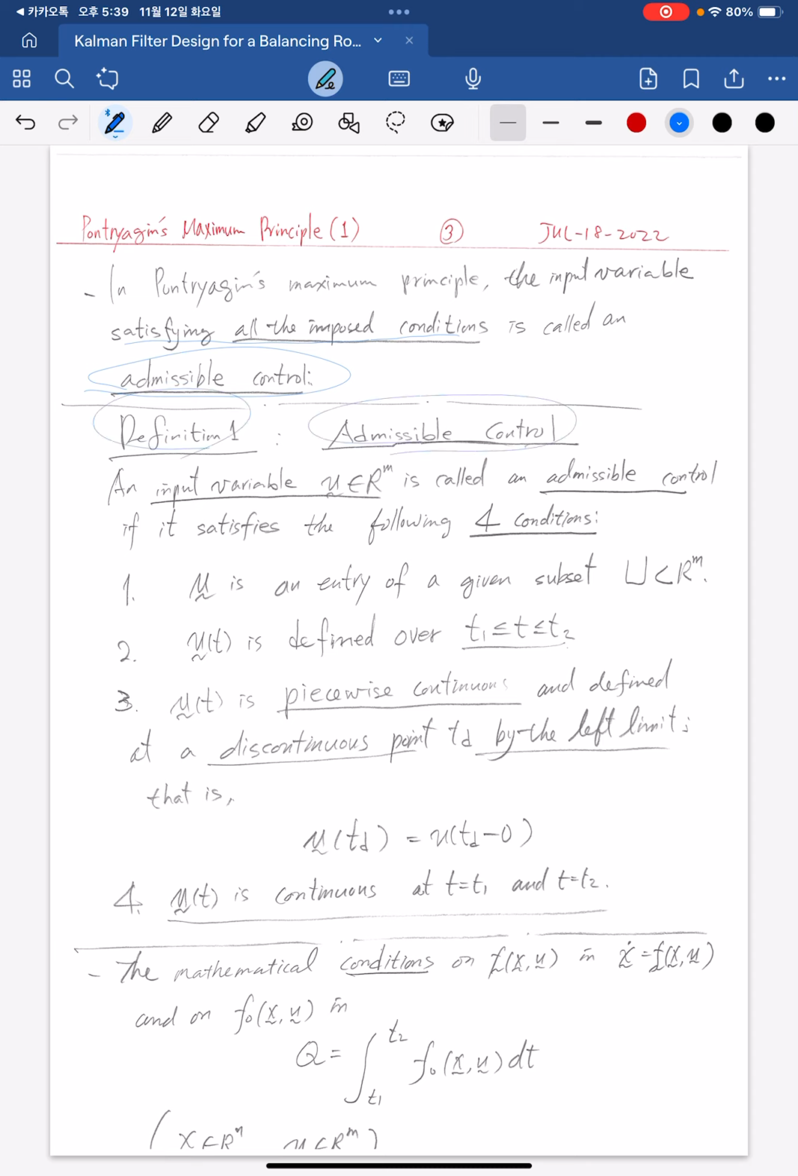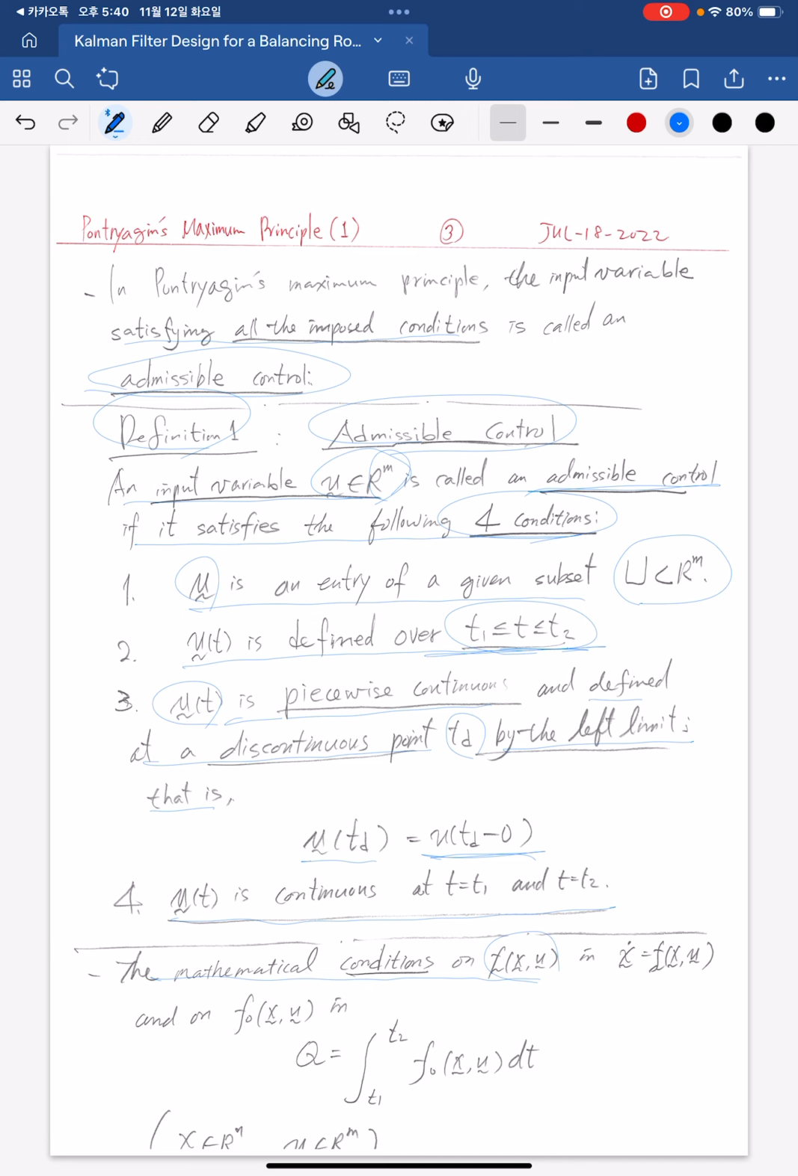Definition 1. Admissible control. An input variable u, m vector, is called an admissible control if it satisfies the following four conditions. u is an element of a given subset large U in m vector. u(t) is defined over this interval. u(t) is piecewise continuous and defined at the discontinuous point td by the left limit, that is u(td) left limit. u(t) is continuous at t1, t2.